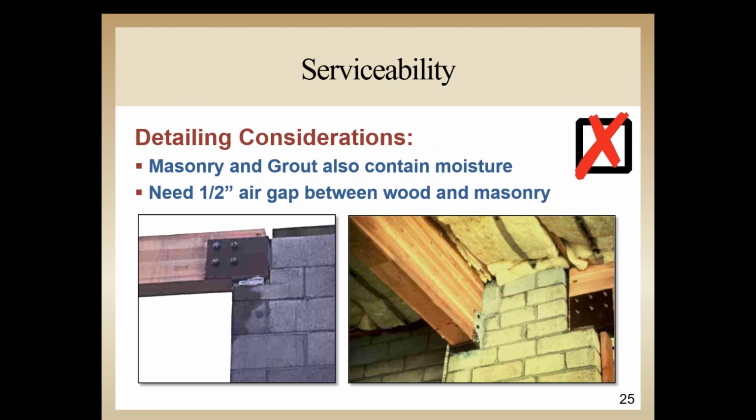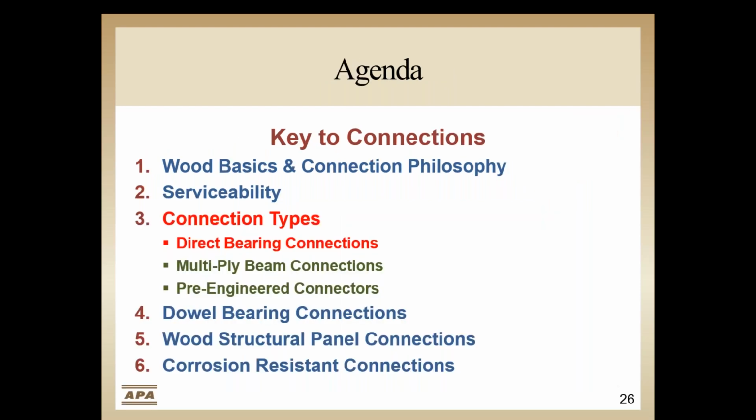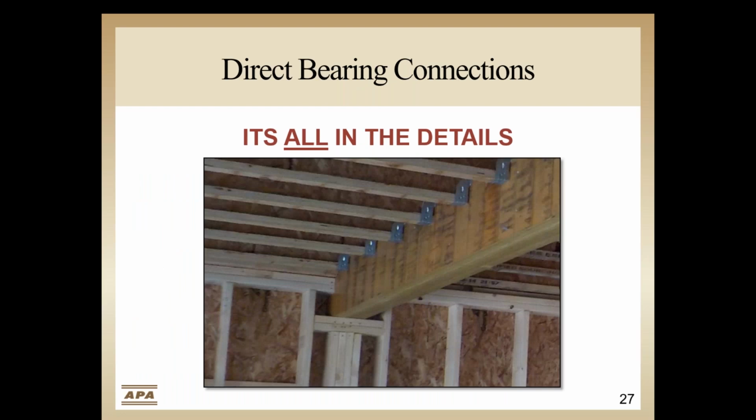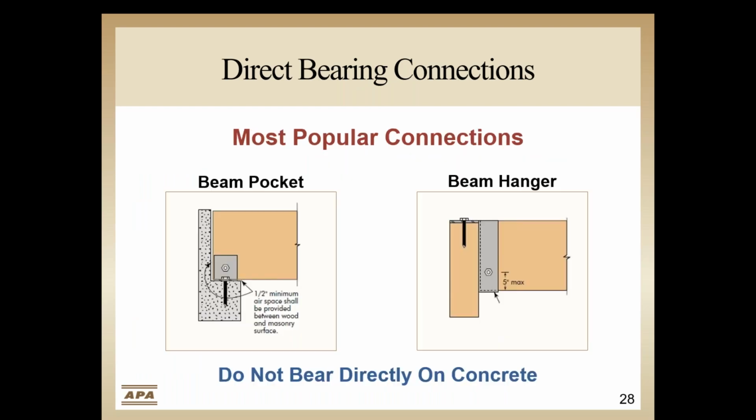Keep in mind the same provisions for concrete must be made for masonry. Here are some examples where wood is in direct contact with masonry. These conditions create a potential for decay and failure of the product. So let's take a look at some of the different connection types for bending members. The first most basic connection is direct bearing of the beam. Keep in mind we said designing connections is all about the details, so let's take a look at some common direct bearing conditions and some details that make a difference.